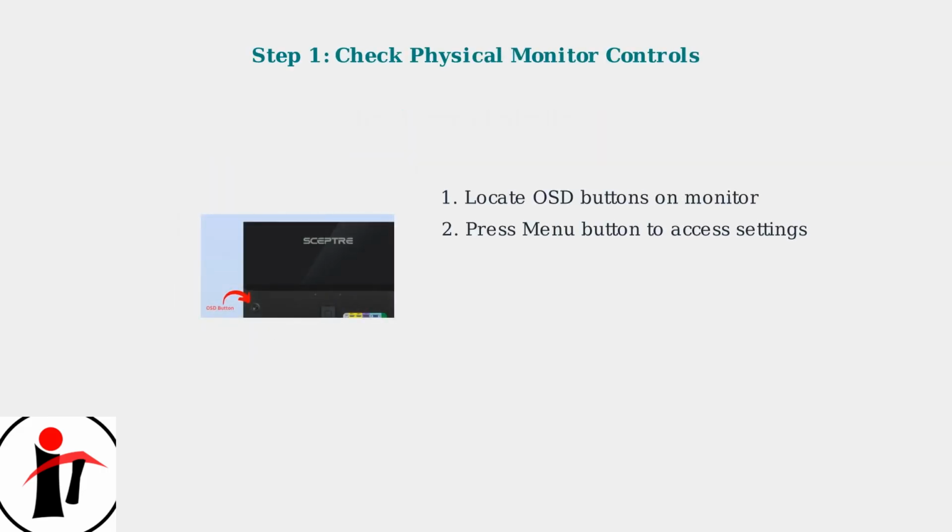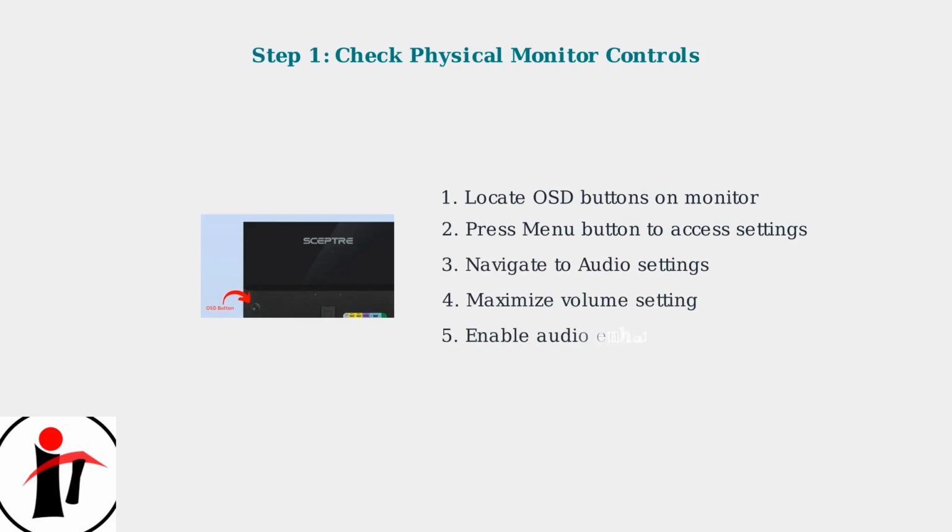The first step is to check your monitor's physical controls. Look for the OSD or menu buttons, typically located on the back or side of your Sceptre monitor. Access the on-screen display menu, navigate to the audio settings, and maximize the volume. Also enable any available audio enhancement features your monitor may offer.